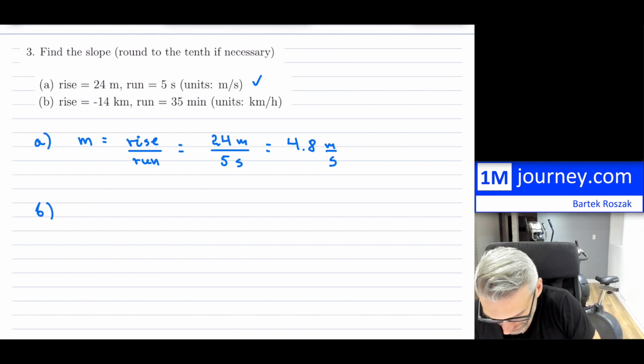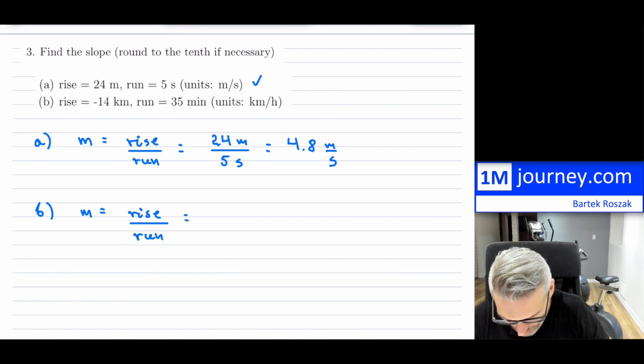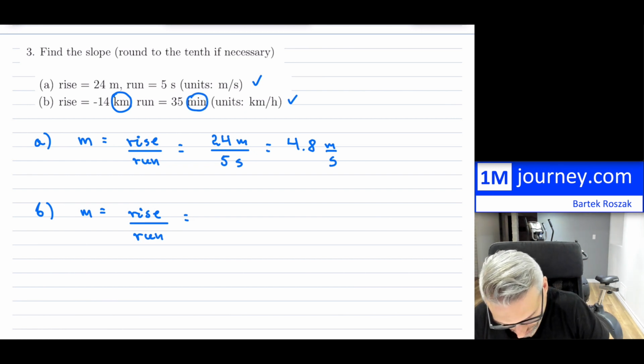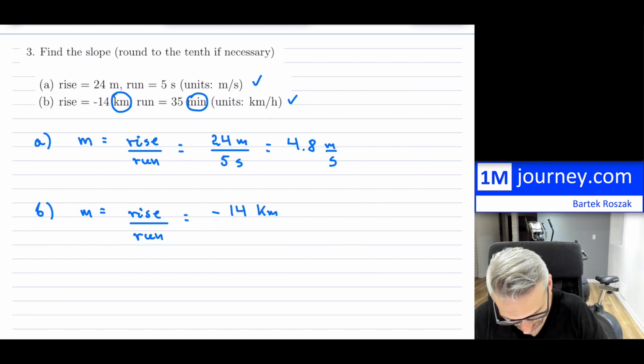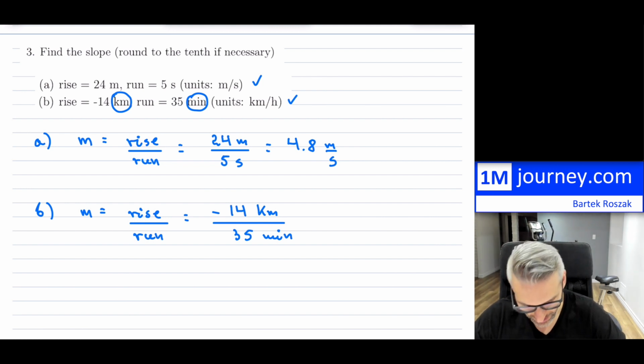Now for part B, we have the same thing. This would have been your rise over your run, equal to... now notice that the unit they want is kilometers per hour. So we have to be careful because this is in kilometers, but this is in minutes. So we have to keep that in mind. I'm going to keep the unit in here. So this is -14, that's your rise, kilometers. And then your run, which is 35 minutes. So this wouldn't be what we would want.